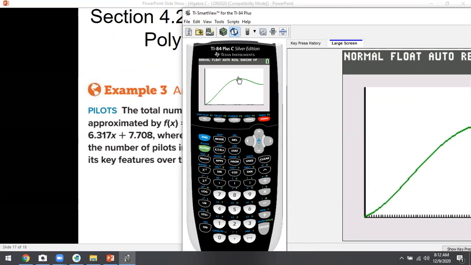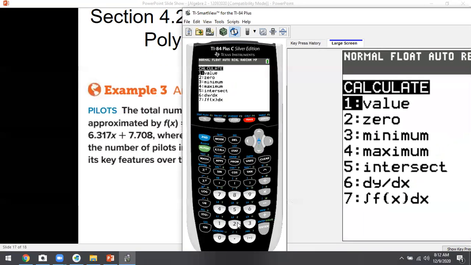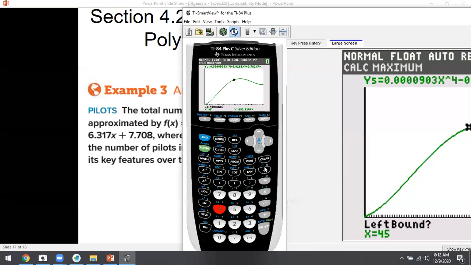I do see an extrema right here, don't you? Let's go find that extrema. Second calc, max. That's a max, so anywhere to the left of it, scroll over, or anywhere to the right. And I'm getting a max at about 54 or something like that. So you might want to write down there's a local max at x equals 54.39 or something like that.